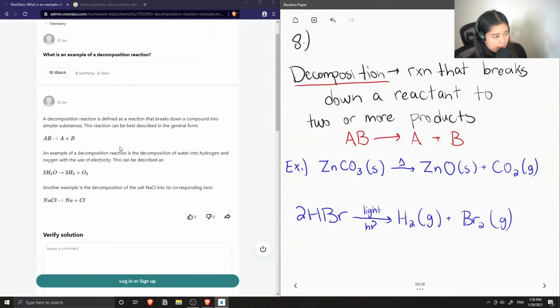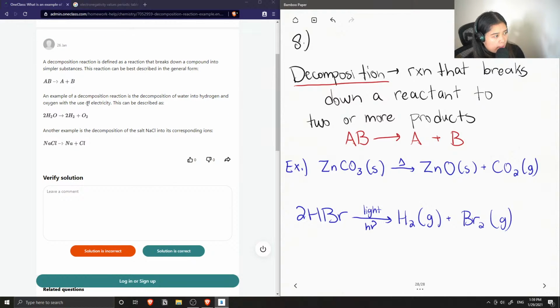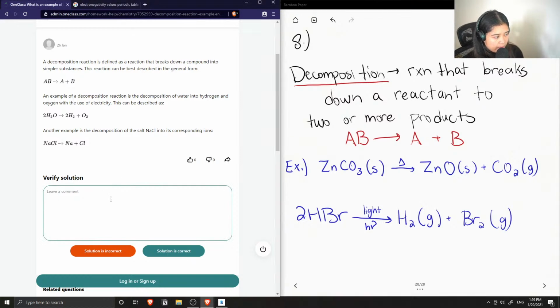And the junior tutor said that it's defined as a reaction that breaks down a compound into simpler substances. This reaction can be best described in general form. Okay, and an example of decomposition reaction is the decomposition of water into hydrogen and oxygen with the use of electricity. So 2H2O makes 2H2 plus O2. Another example is the decomposition of the salt, sodium chloride, into its corresponding ions. So sodium chloride makes Na+ plus Cl-. So this solution is correct.